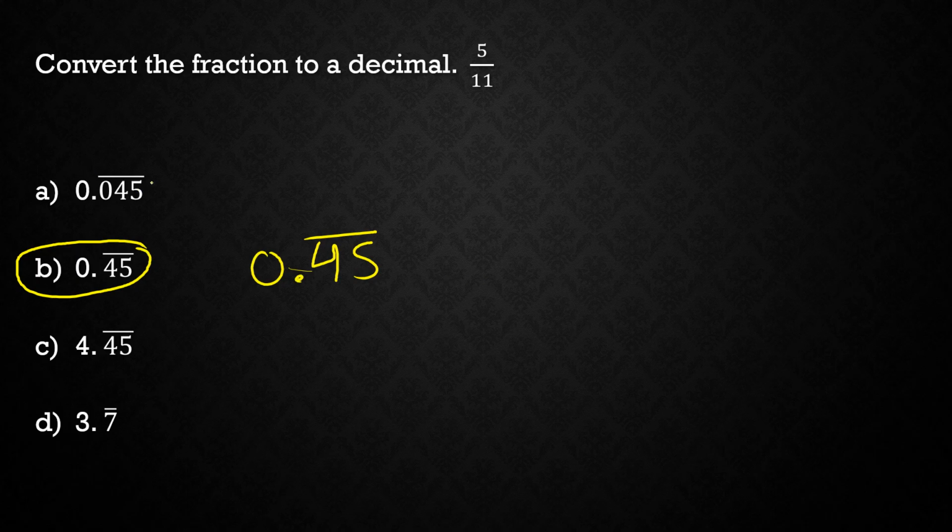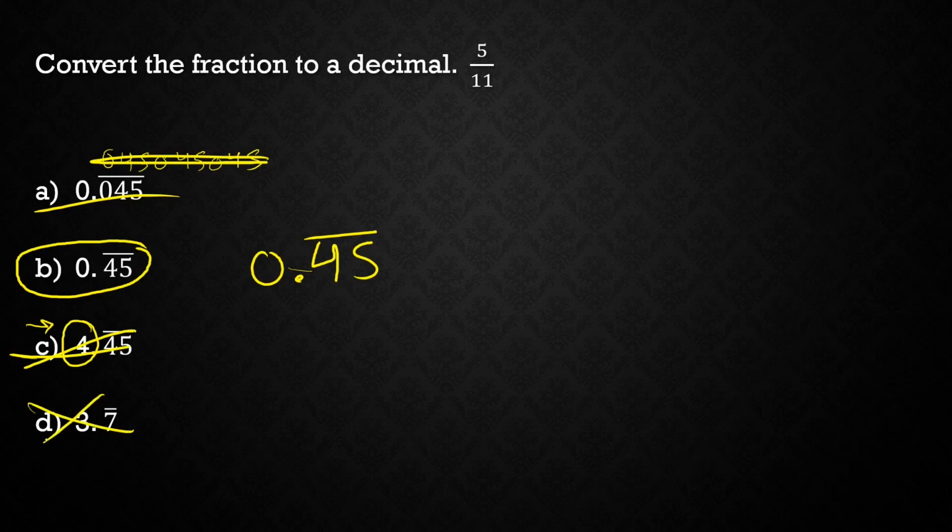We do not want to pick this one, A, because this is 0.45, 0.45, 0.45 forever. That 0 counts. It matters, okay? So we don't want to pick this one. This one has a 4 first. We don't need a 4 first because it's not 4.45 repeating, so not that one. And then this bottom one just makes no sense, so it's not that one either.